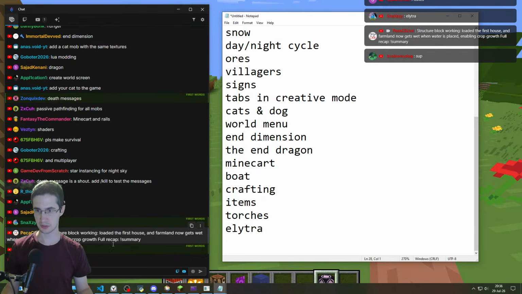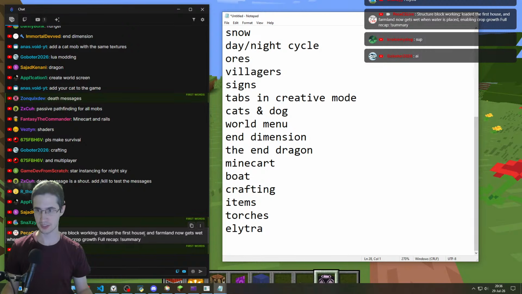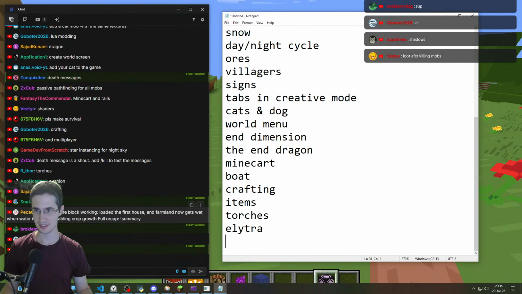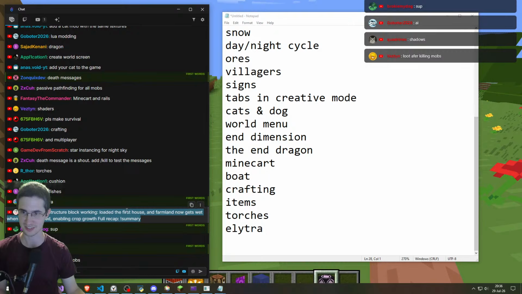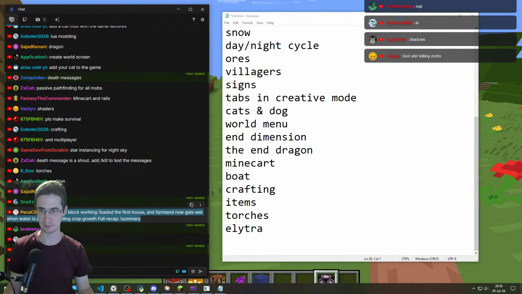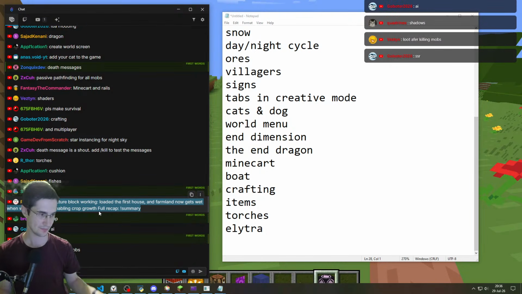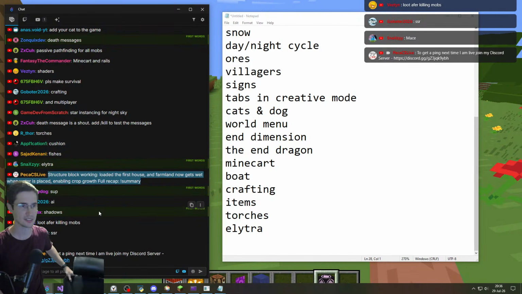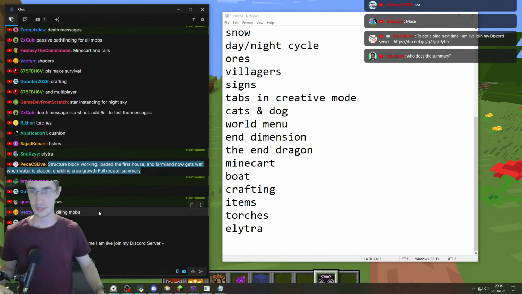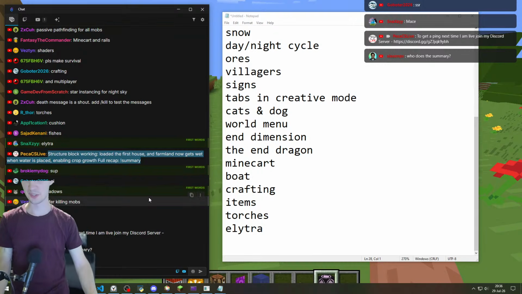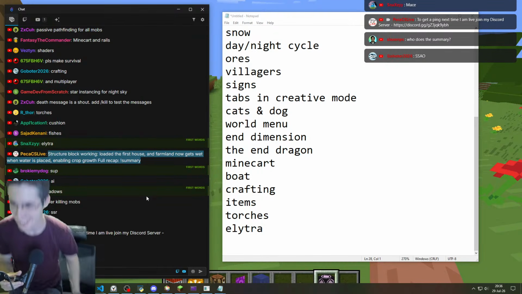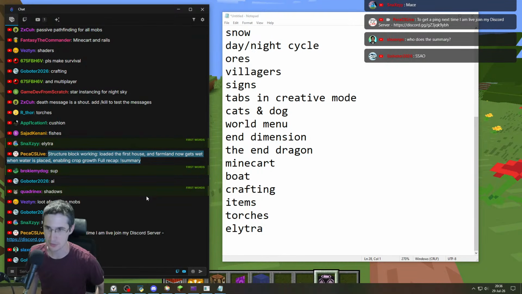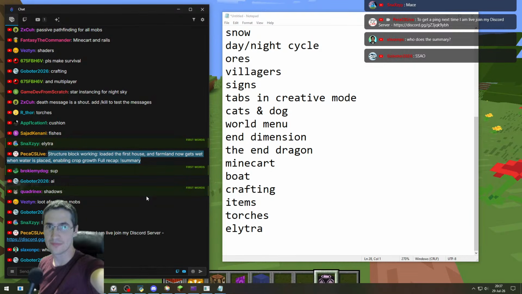Structure block working. Close the first house. Farmland now gets wet. Yeah, the summary gets better the more time passes. Let me bring down the computer. Who does the summary? It's just a bot.